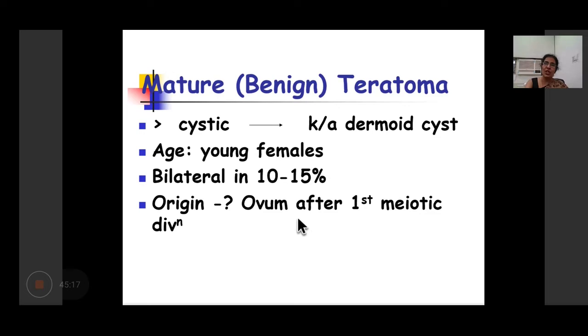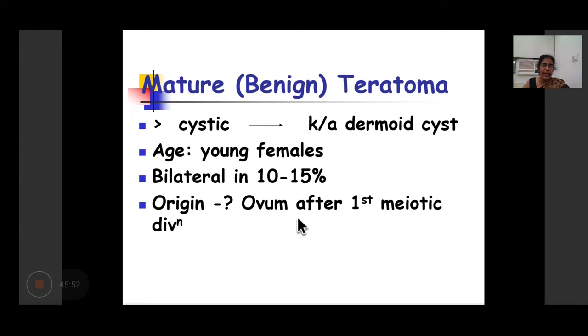Fine. So benign mature teratoma is predominantly cystic and generally shows differentiation or formation of epidermal-like structures. That means skin appendages, which will include the hair follicles, sebaceous glands, sweat glands. So if we see all these structures, we call it the epidermoid cyst or dermoid cyst of the ovary. Generally occurs in young women, can occur in the pre-pubertal age group or after the puberty, and may be bilateral in roughly 10 to 15% of the cases.